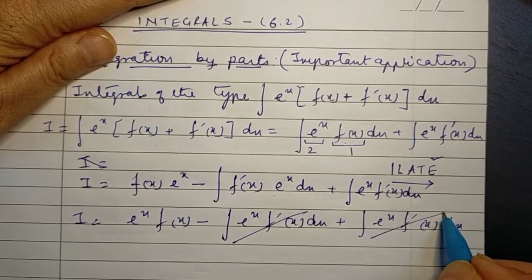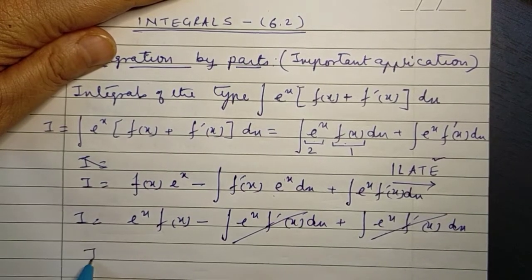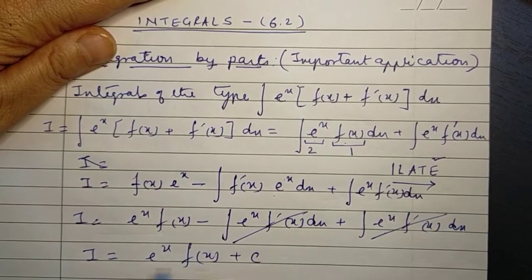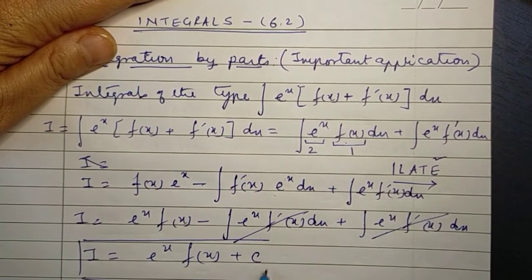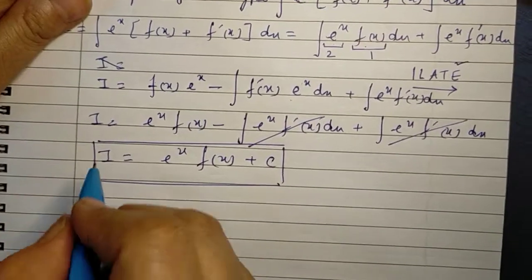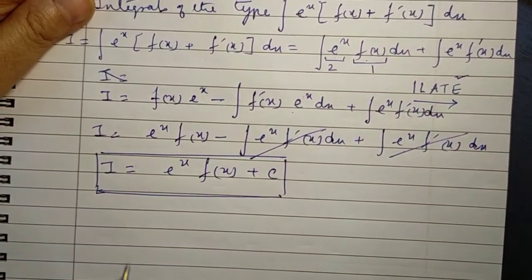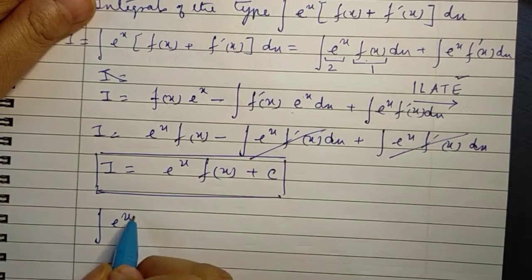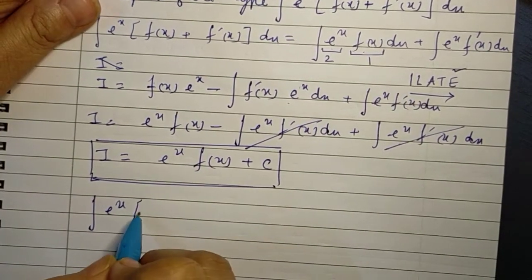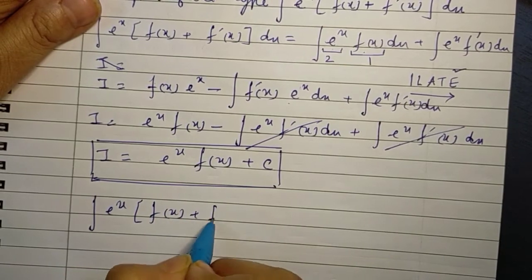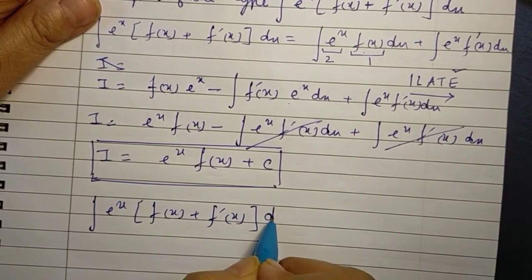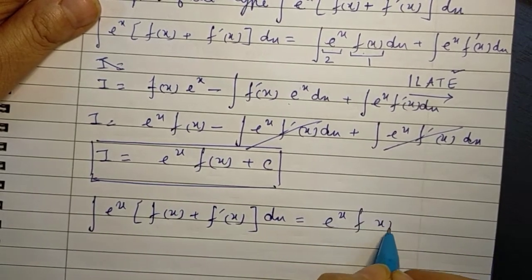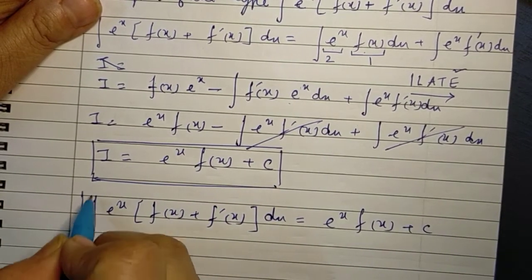Clearly this function gets cancelled with this one and we are left with I is equal to e^x f(x) plus a constant, and this gives us a very important result, that is, whenever we are given a function of the kind e raised to the power x times [f(x) plus f'(x)] into dx, we will directly write the answer as e raised to the power x into f(x) plus a constant.